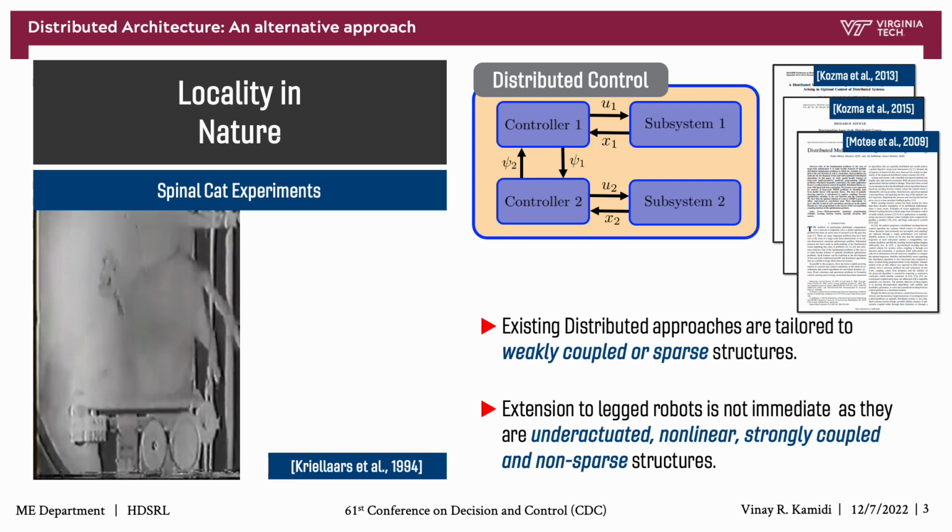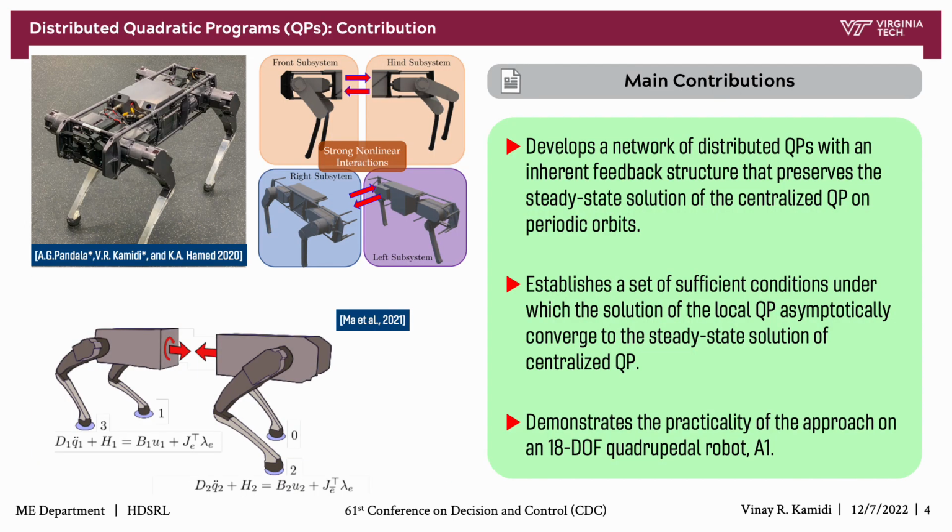Synthesis of distributed controllers for a single legged robot results in a strongly coupled system that presents non-sparse structures. This motivates the development of distributed QPs for high degree of freedom legged robots with strong coupling amongst their subsystems. In the context of legged locomotion, two prior works exist. In the first work, minimal communication of states was assumed between the two subsystems, but no such assumption was made between the individual QPs. Furthermore, the method was only validated in simulation.